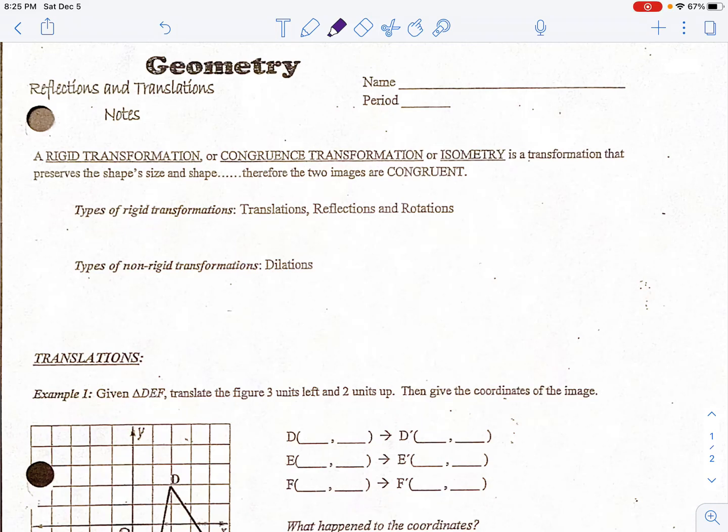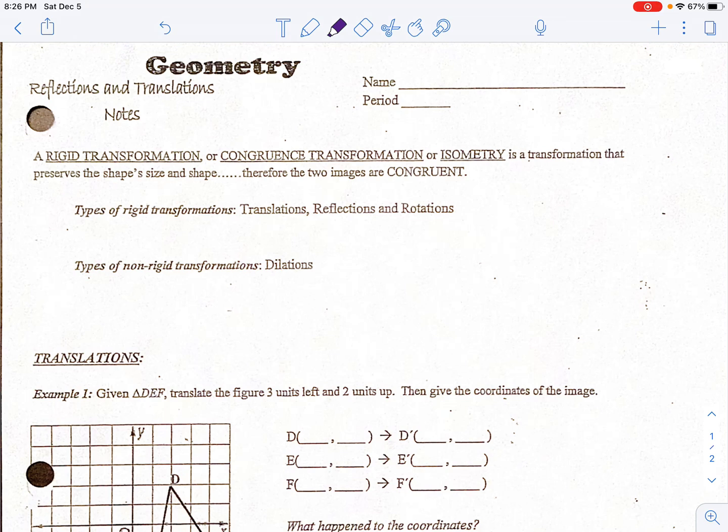All right, hi everyone. Today we're going to be starting our transformation unit. So we're going to start with rigid transformations first. And there are 3 of them we're going to be studying. We're going to be studying reflections, translations, and eventually rotations. Today we're going to focus on the first 2, which is reflections and translations.